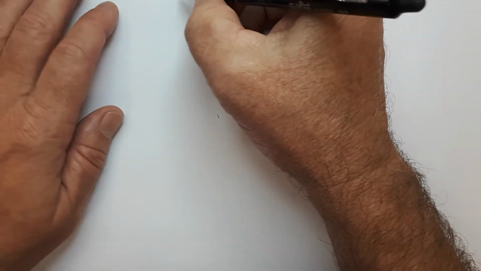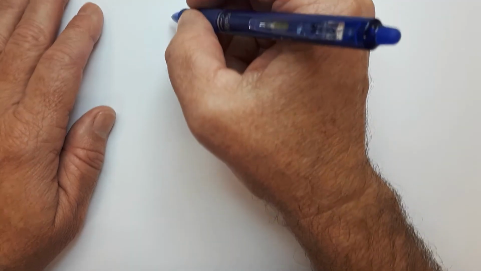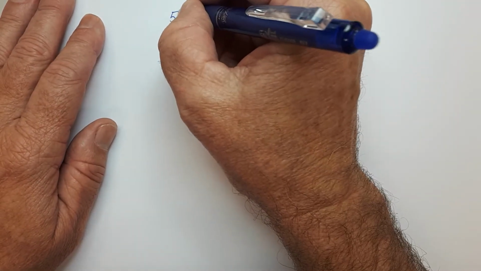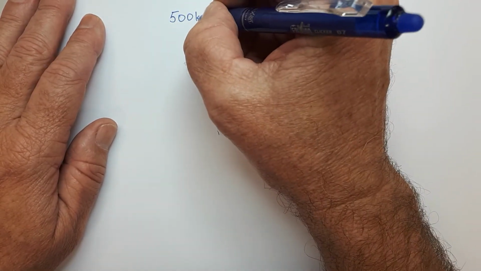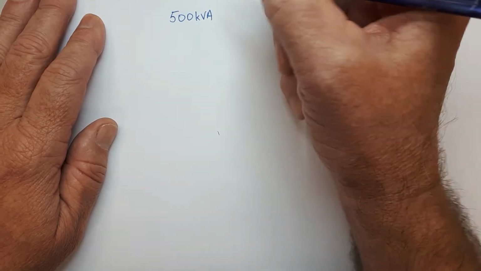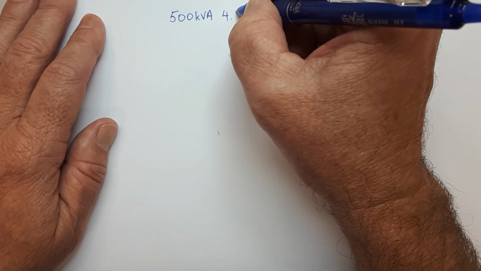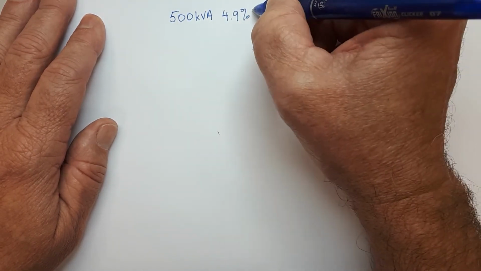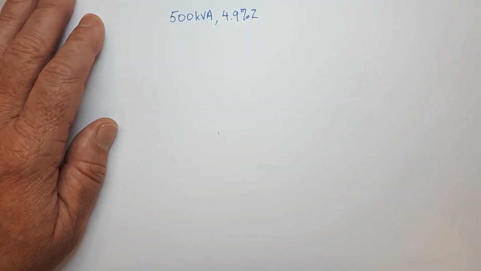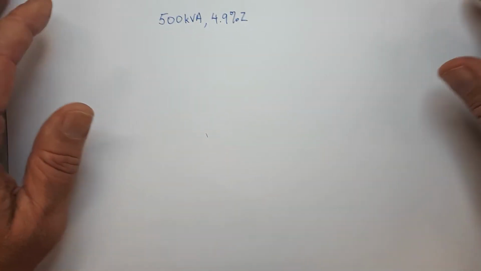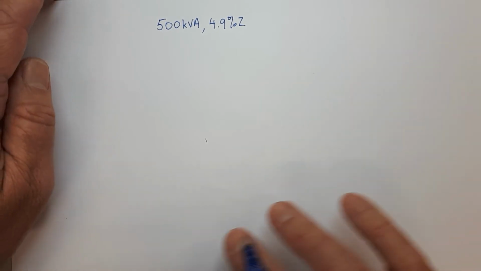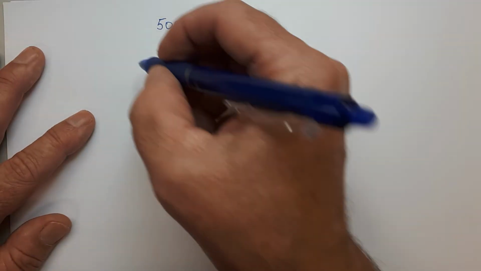Let's say you're given a 500 kVA transformer with 4.9% impedance. The first thing you've got to do is find out what the full load current of that transformer would be.